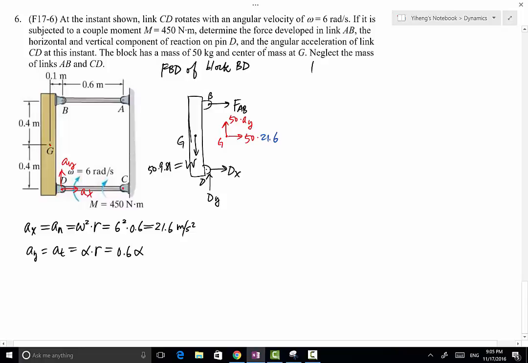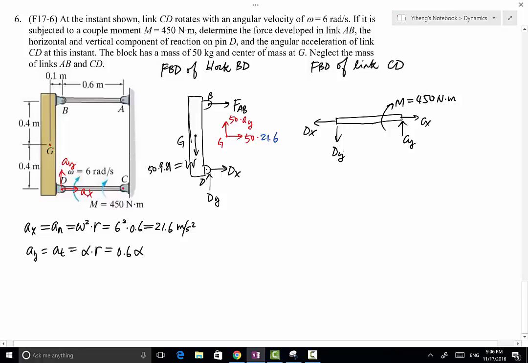But if we draw the free body diagram of link CD, this is what we have. It is subjected to a couple moment of 450 Newton meter, and also Cx, Cy because we have a pin support at point C. Now, because of action and reaction, we need to draw Dx and Dy in these directions.